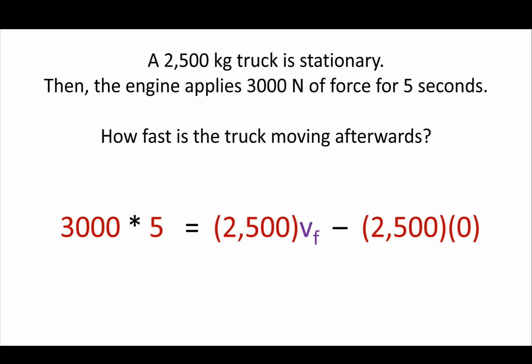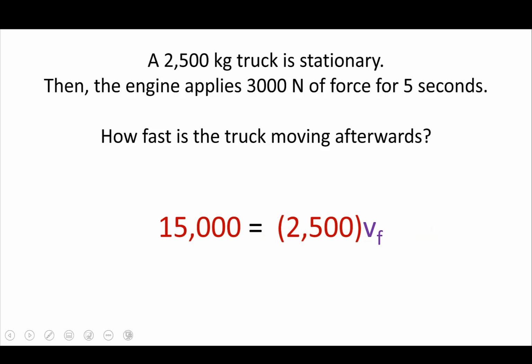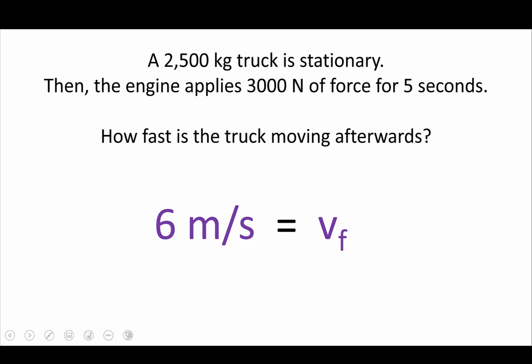So I know there were a lot of arrows, but this tells us everything we need. We plug in the numbers. The only variable we have is the final velocity of the truck, which is great because that's what we want to solve for. So you just do some algebra. You multiply these. Then you divide by 2,500 to get a final velocity of 6 meters per second. Turns out 3,000 newtons is not a lot of force to move a very heavy truck. Even if you apply it for 5 seconds, it won't be going very quickly.